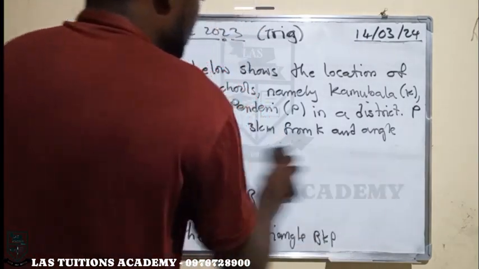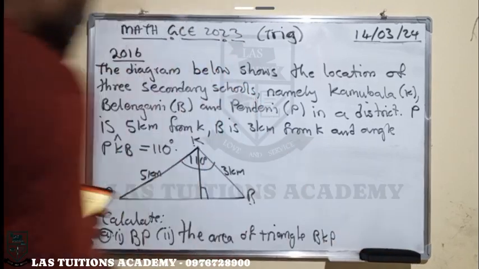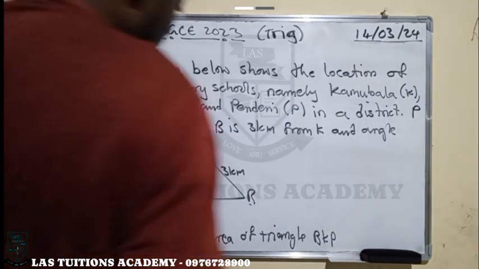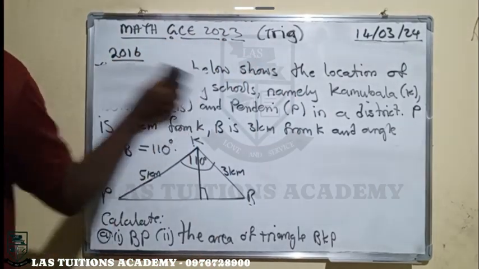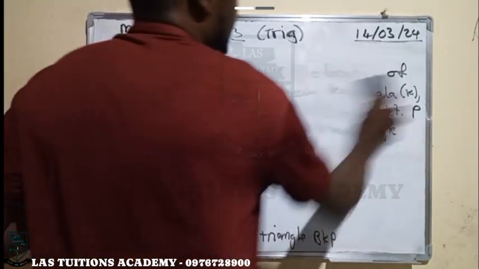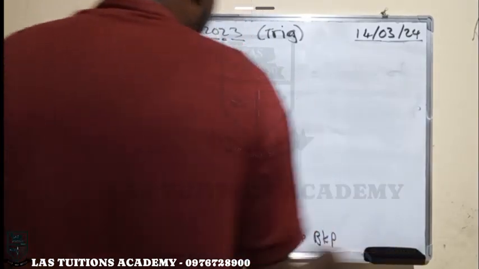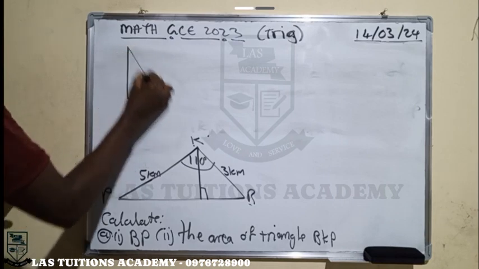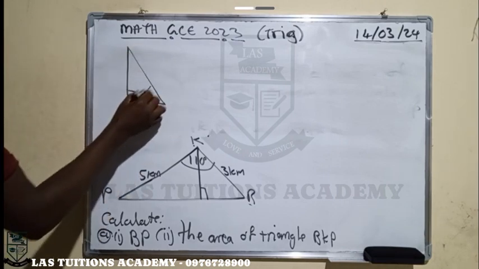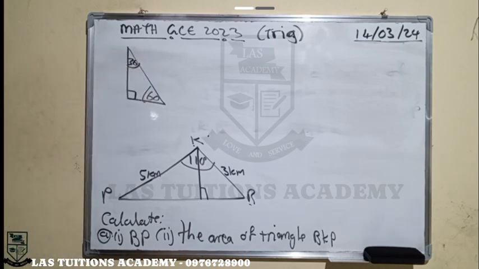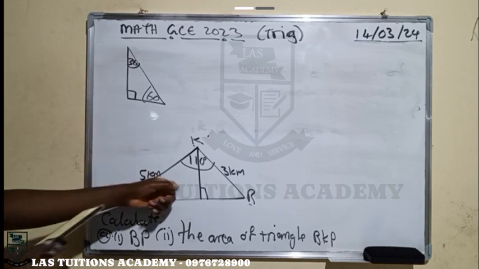With what we have here on the board, let me just rub this so that we can use the diagram to refer. This is not a right angled triangle, because a right angled triangle is something that has 90 degrees there, 60 there, and 30 there. That's what makes it a right angled triangle. So this kind of triangle we have here is not a right angled triangle.